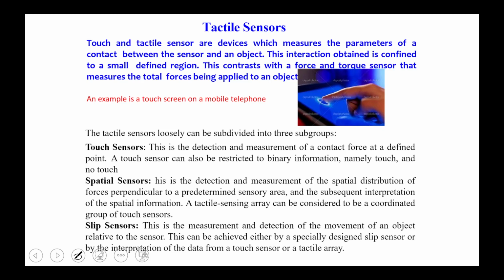So what is the touch sensor? It is the detection and measurement of the contact force at a defined point, at a single point, like when we press with one finger. At a single point we can measure the change in resistance. Due to the force applied, the change in resistance will be measured by the touch sensor.